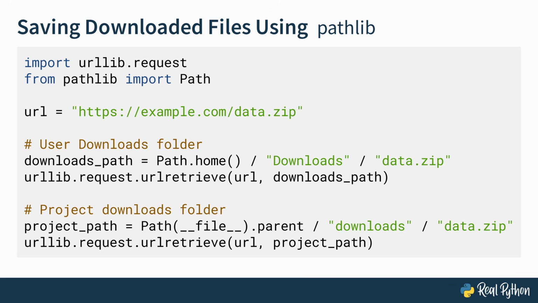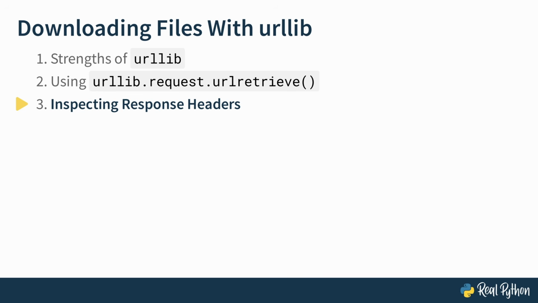Sometimes, after downloading the file, you might need to know how large the file is or what type of file it is before you process it. This is where inspecting response headers comes in. Let's see how you can inspect the file that you just downloaded. The urlretrieve function actually returns a tuple containing two items. The first is the local file name, and the second is an object containing response headers. You can use this response header to get information regarding the file.